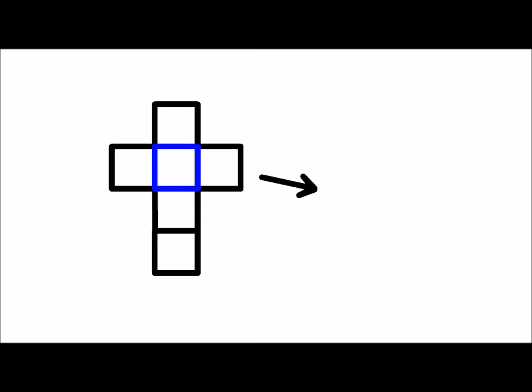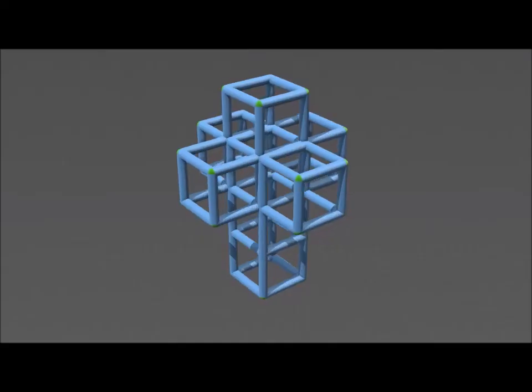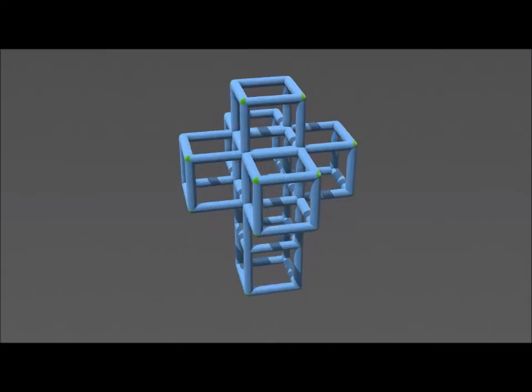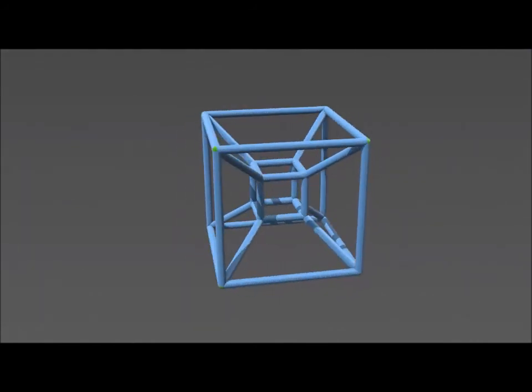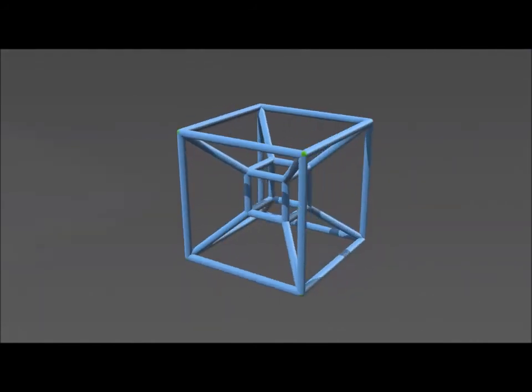This is a net of a cube. When folded up, it makes a cube. This is a net of a tesseract. Compare the tesseract to its net. Can you see how the cubes fold into the fourth dimension to make the tesseract?